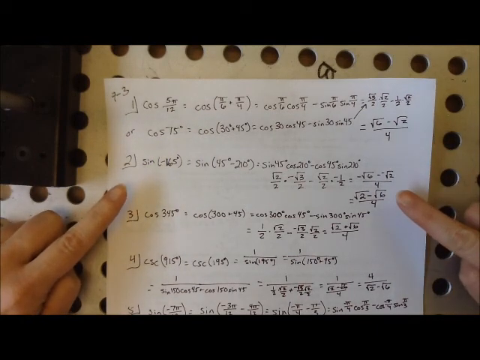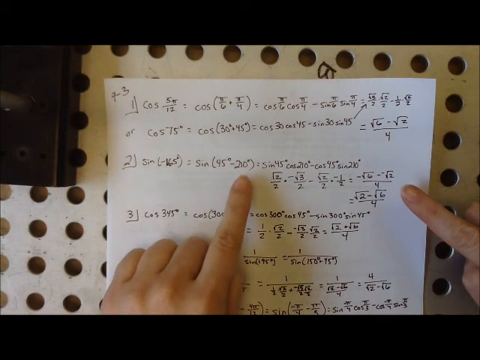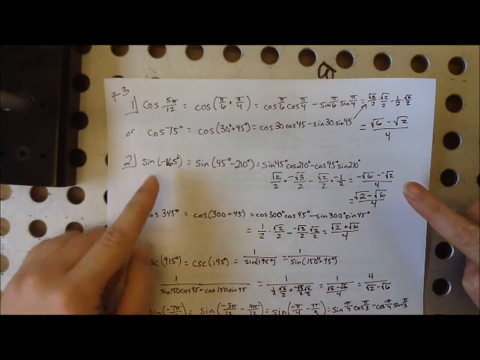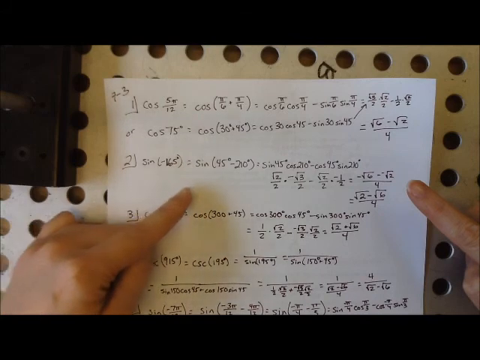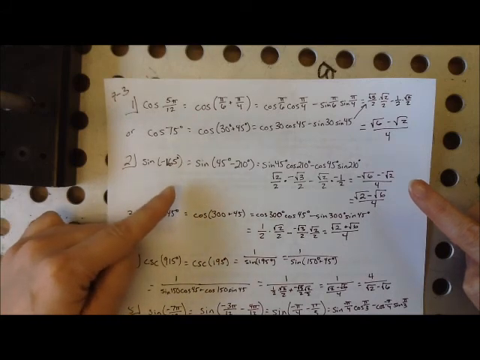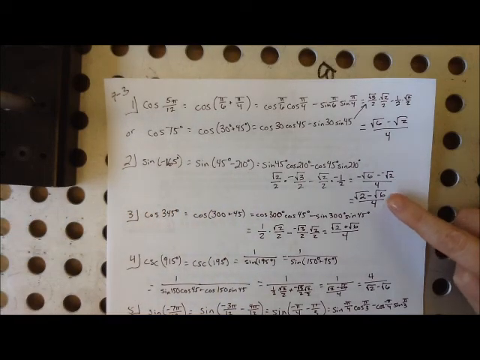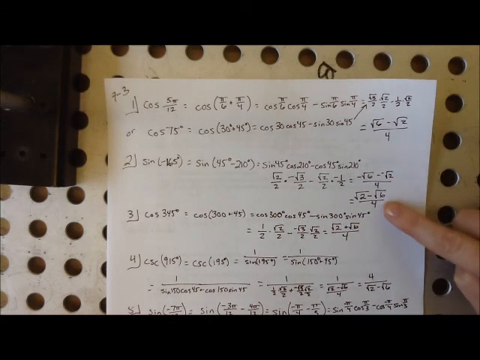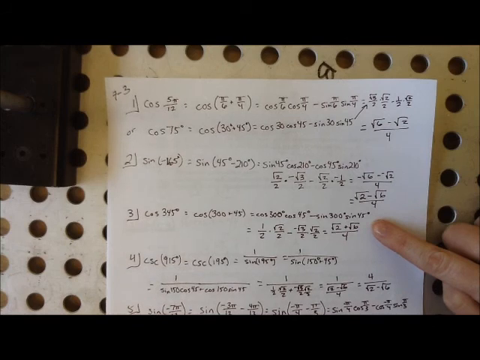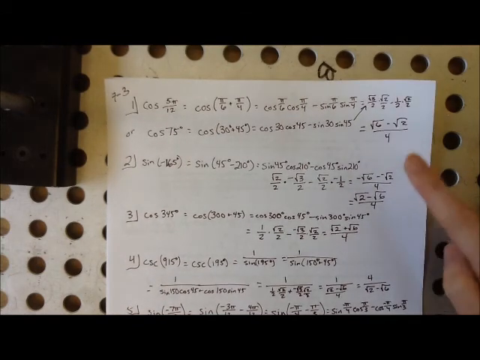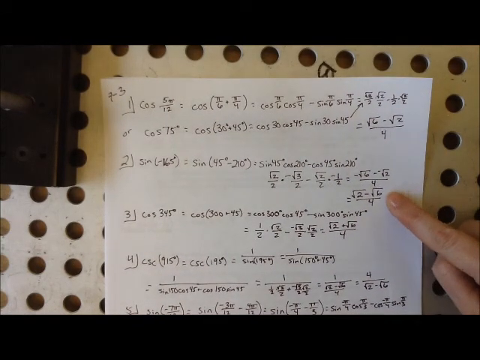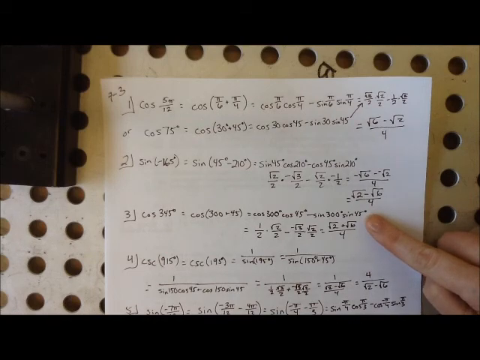Number 2, remember that you don't have to use these same values. You could use something else, or you could have added, and you could be doing sine of 195 instead. You should still come out with the same answer. These are the same, I just changed the order. So square root of 6 minus square root of 2 over 4. Square root of 2 minus square root of 6 over 4. Square root of 2 plus square root of 6 over 4.